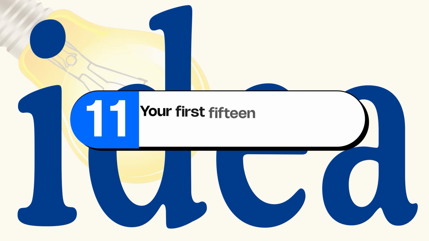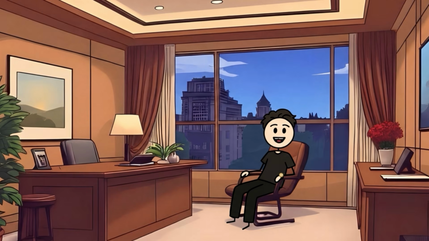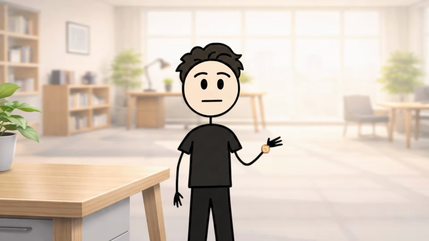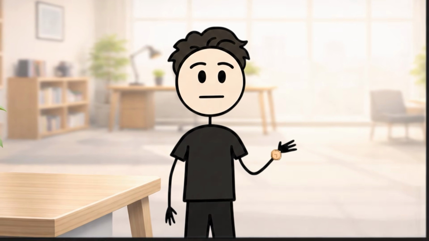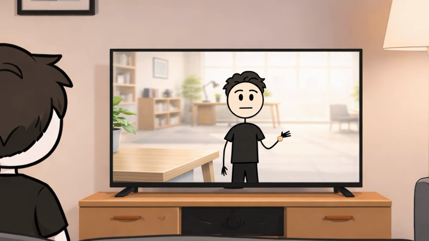Number 11, your first 15 seconds of every video are too slow. The auto captions from your video are indexed by YouTube. If you spend the first 15 seconds on a long intro before getting to the topic, you're wasting your highest value keyword real estate. Number 12, you're not including subtitles or captions. Captions improve accessibility, they improve search indexing, and they improve average view duration because viewers who would otherwise click off due to audio quality can follow along through text.